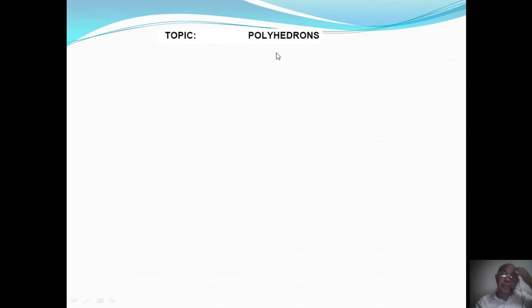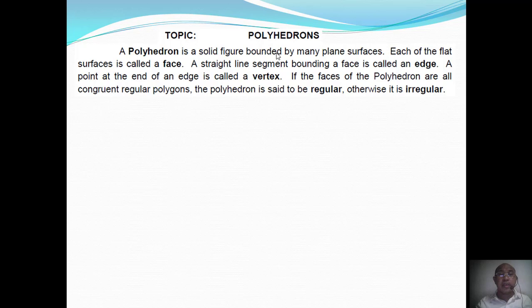So first topic for the solid figures, I have polyhedron. A polyhedron is a solid figure bounded by many plane surfaces or faces. The flat surfaces are called faces. A straight line bounding a face is called an edge. A point at the end of an edge is called a vertex.